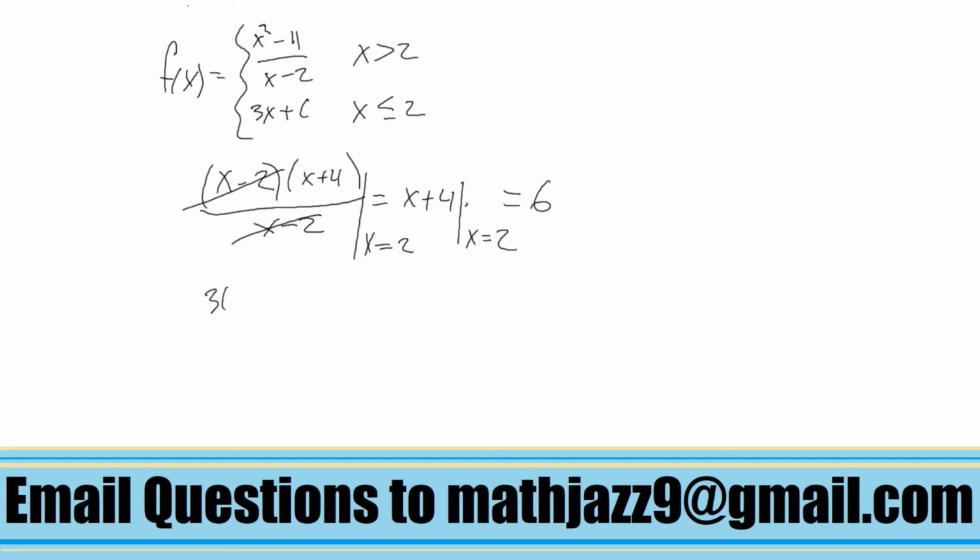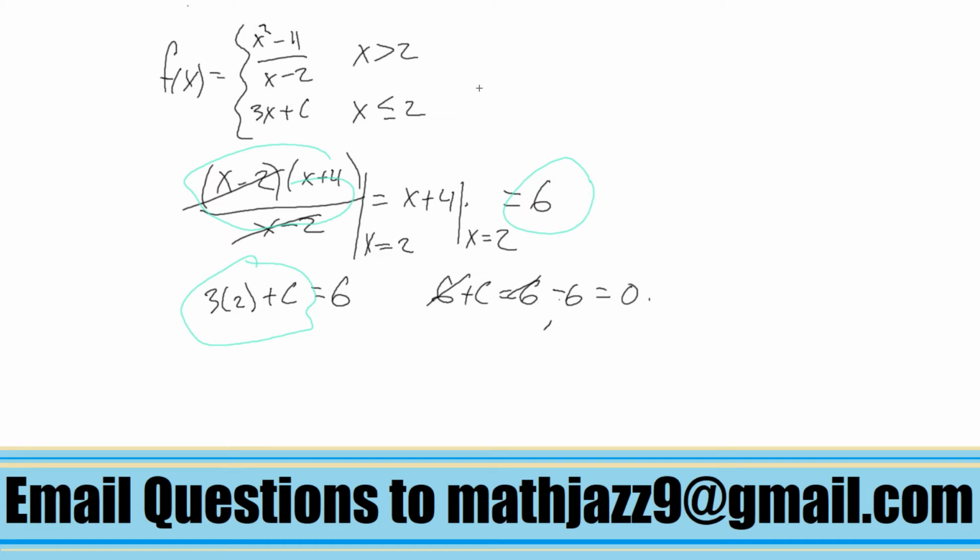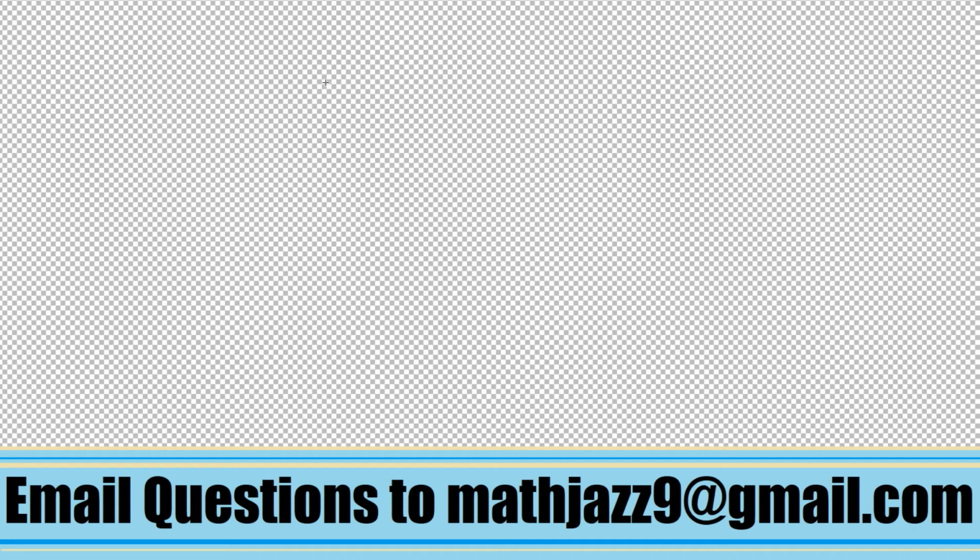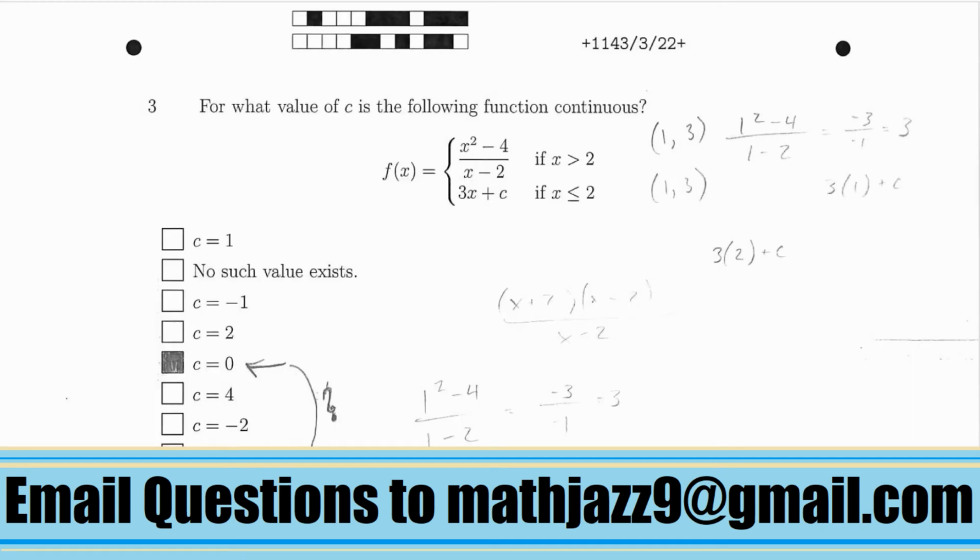Here, we get 3 times 2 plus c. We know that this side has to equal this side, which we already found is equal to 6. So 3 times 2 plus c equals 6 means 6 plus c equals 6, which means, of course, c is equal to 0. There we go. So, looking at our problem again, the answer to this problem is, in fact, 0.